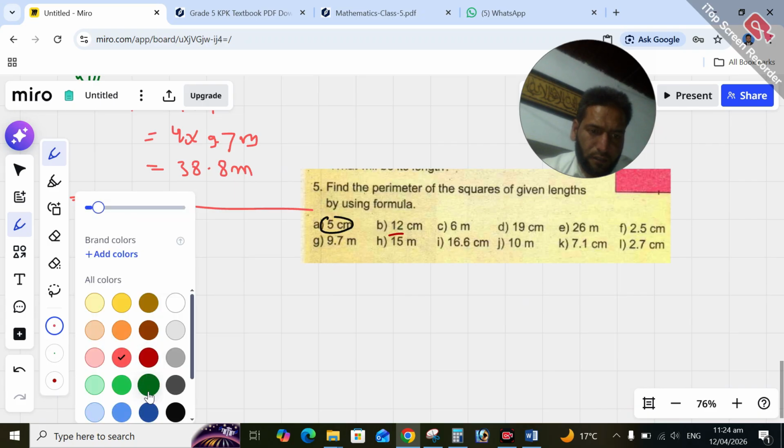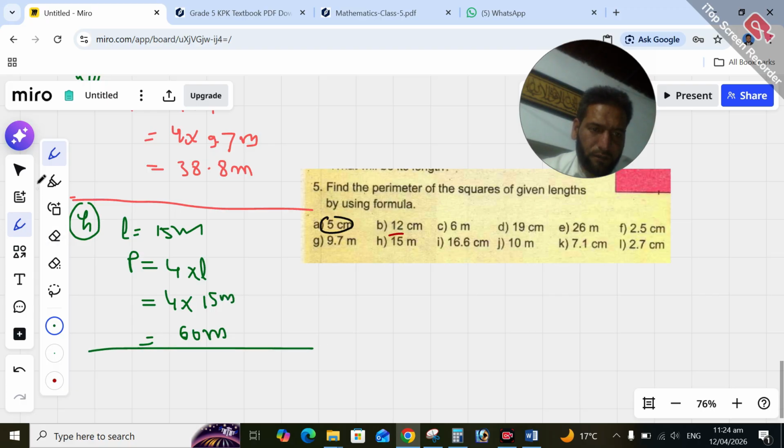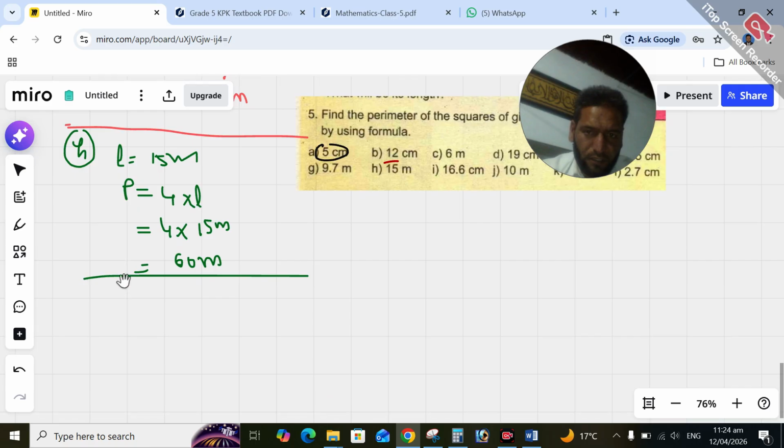Now the next question, that is part H, and one side given, that is 15 meters, so perimeter of the square is 4 times the length of one side. 4 times 15, and you know that 15 times 4 equal to 60 meter is the required perimeter of the square.